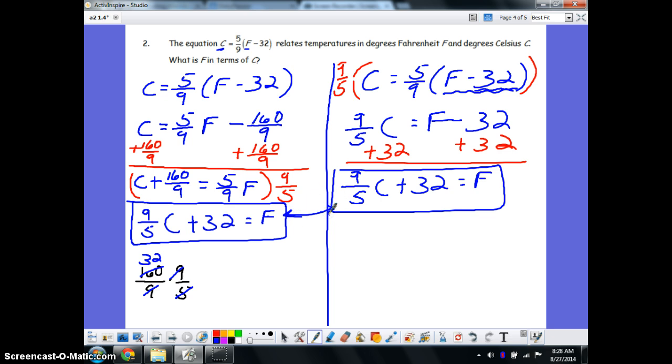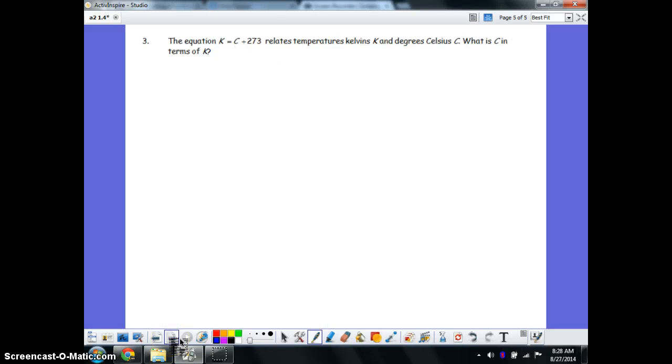Okay, so a lot of these problems, there's more than one way to approach them. The important thing is show me what you're doing. Show me the work that you are going through. Okay, the last one is actually quite a bit easier. We want to, in this one, get the C by itself and write it in terms of K.